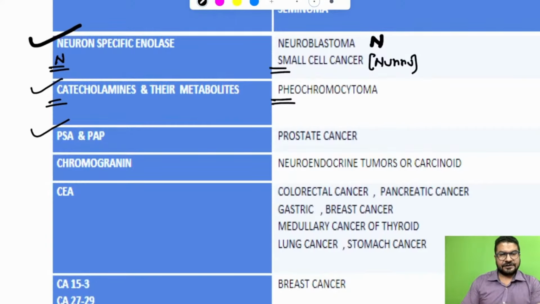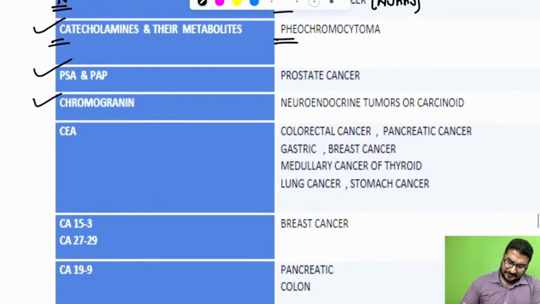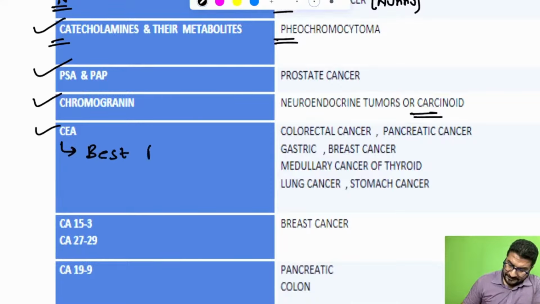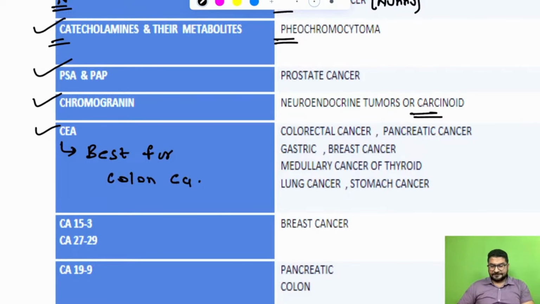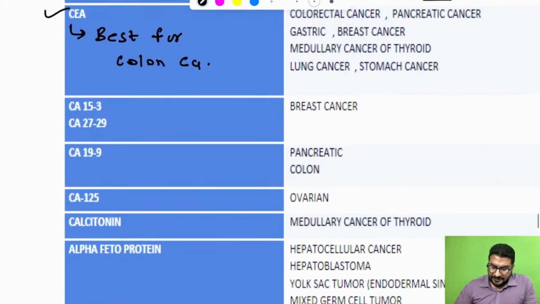Prostate specific antigen and prostatic alkaline phosphatase, prostate cancer. Chromogranin is immunohistochemical marker for carcinoid tumor. CEA कई जगह होता है, but remember this is the best marker. It is best marker for colon cancer. सो कोलोन कैंसर के लिए बेस्ट मार्कर क्या होता है? CEA. 15, 99, 125. सो 27, 29 को छोड़ दो. नोबडी विल आस्क यू दिस.